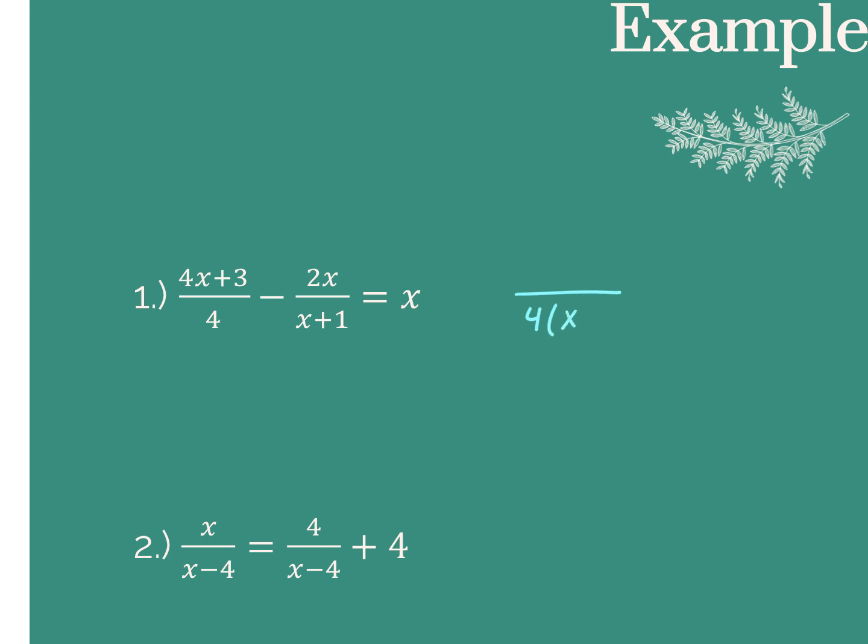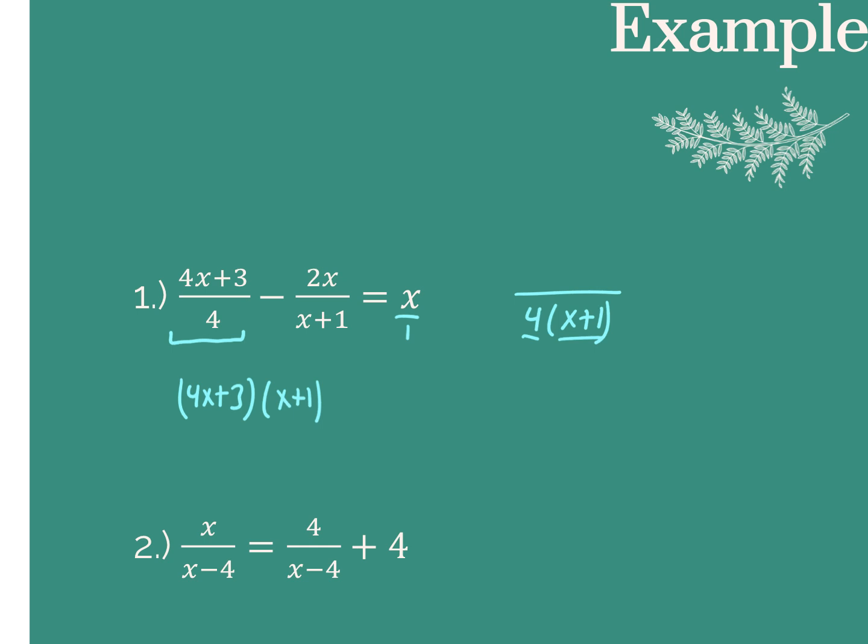Our least common denominator here is going to be a 4 and an x plus 1. They don't really have anything in common. And then this x on the other side of the equal sign, let's pretend it has a 1 on the bottom. So I'm going to go one by one. Let's look at this fraction right here. It has the 4, but it doesn't have the x plus 1. So I'm going to multiply 4x plus 3 by x plus 1.